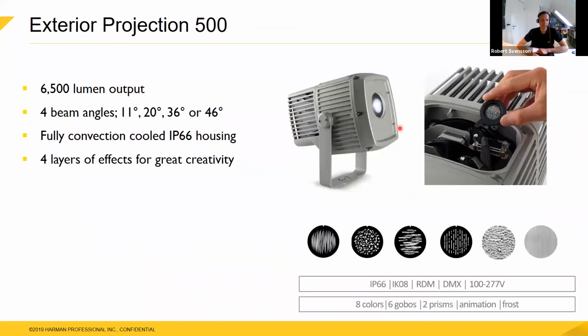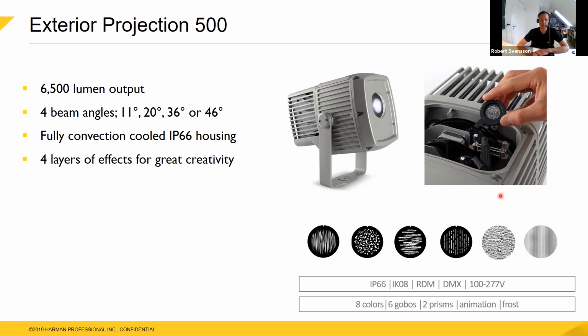So if you look at the Exterior Projection 500, you have to choose a beam angle. So it comes with a fixed beam angle. We have 4 different variants. We're going to talk a little bit about how you choose the right fixture. And it also comes with a set of standard gobos that of course can be used.